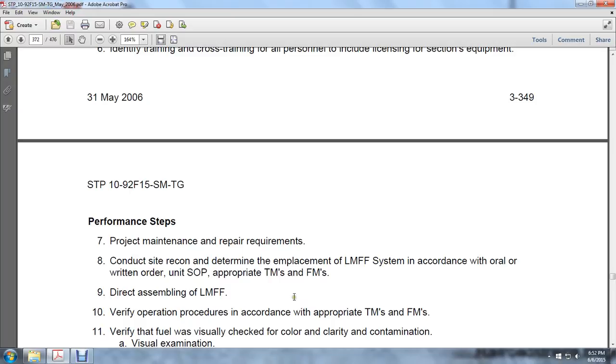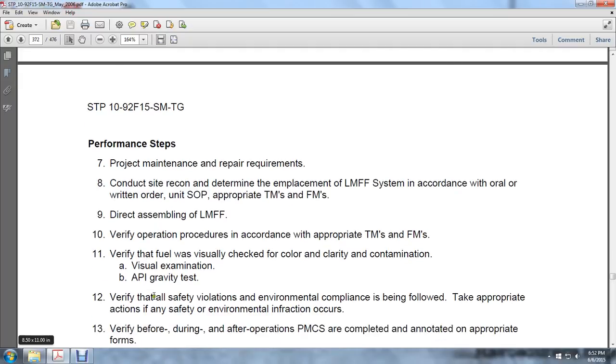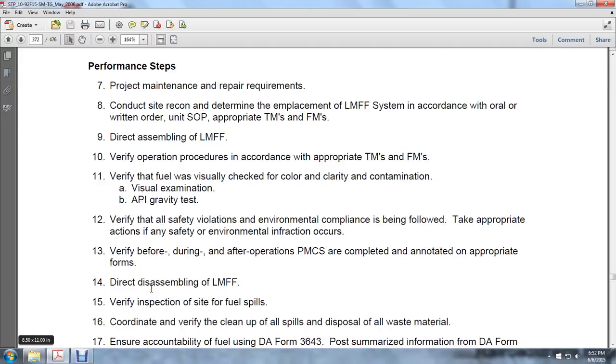Direct assembly of the load modular fuel farm. Verify the operation procedures according to the appropriate TM and field manuals. Verify the fuel was visually checked for color, clarity, and contamination. Visual examination, API gravity test. Verify all safety and environmental compliance is being followed. Take appropriate action if safety or environmental infractions occur. Verify before, during, and after operation preventive maintenance checks and services are completed and noted on appropriate forms.